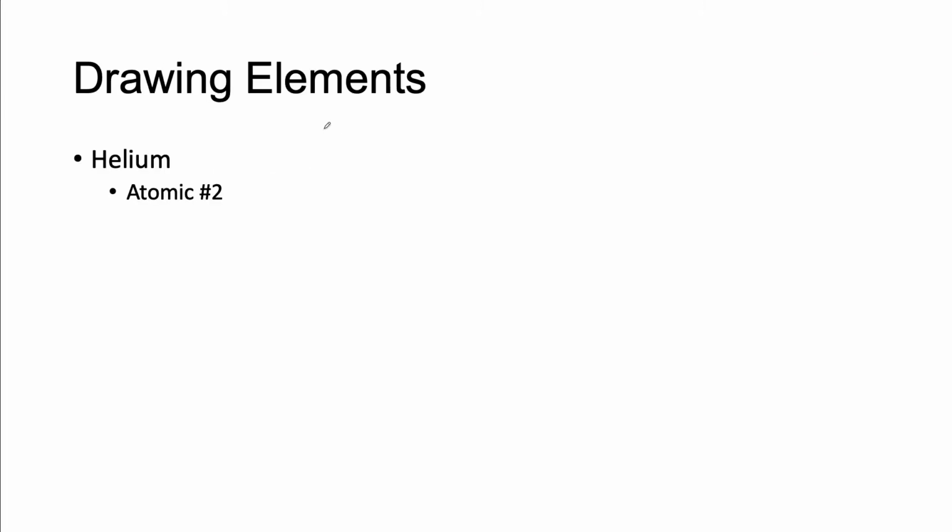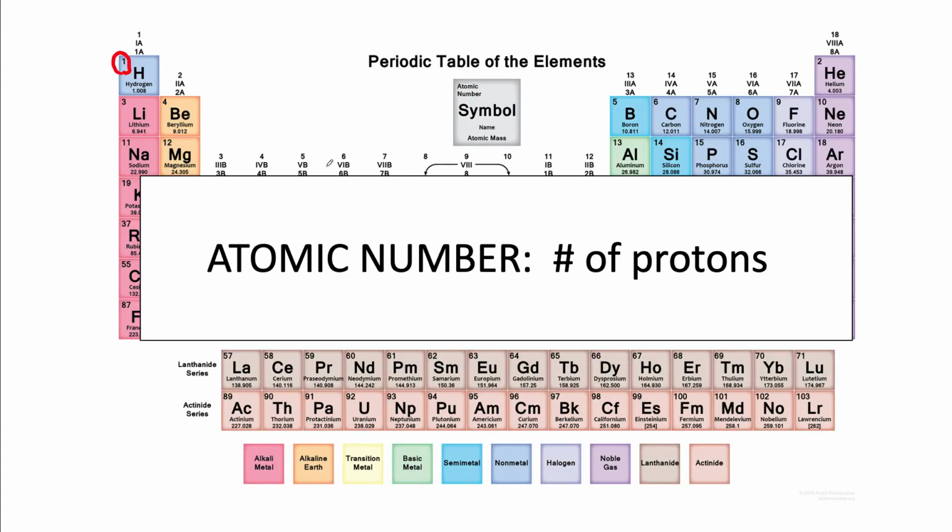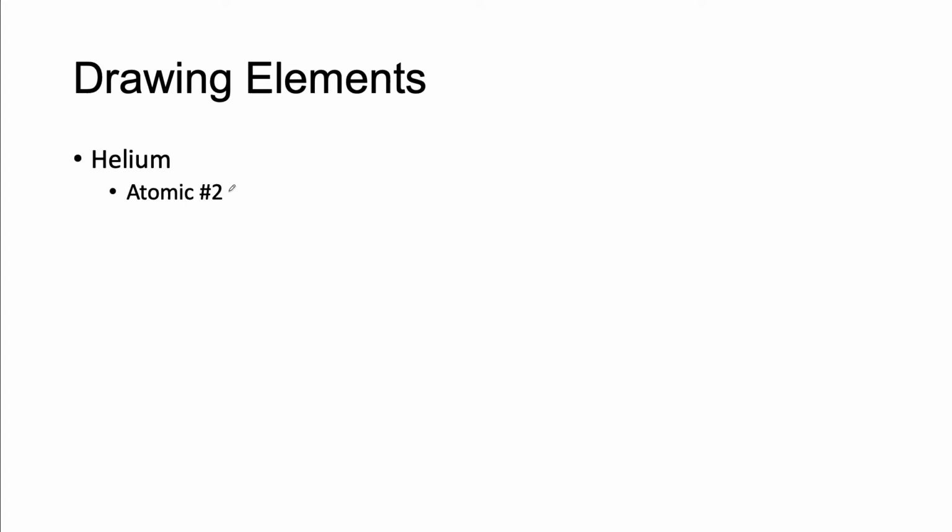So we're going to do some practicing. Helium is atomic number 2. And remember what we just talked about: the atomic number is the number of protons. So if the atomic number is 2, that means we have 2 protons. And we know that in a neutral atom, the number of positives has to equal the number of negatives. So if we have 2 protons, we know that we have 2 electrons.